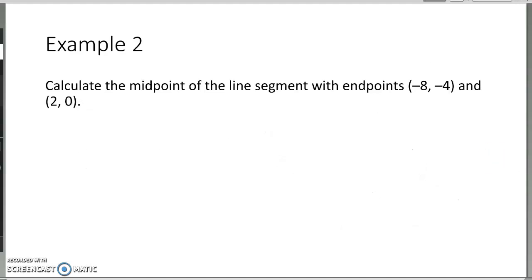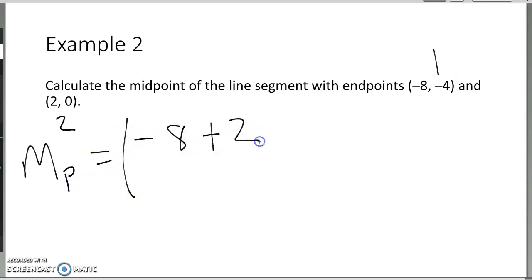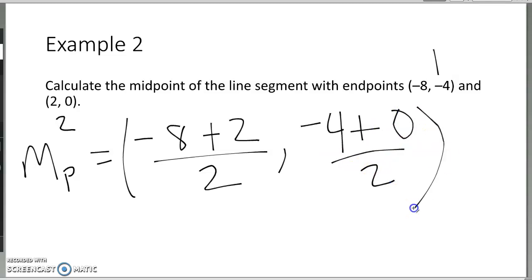Let's do another one. It says calculate the midpoint of the line segment with points -8, -4, and 2, 0. So again, this is my first point, and that's my second point. And so my x1, which is -8, plus my x2. These values go together because I want to find the x value. And then my y values are going to go together, so that's my y1 and my y2.